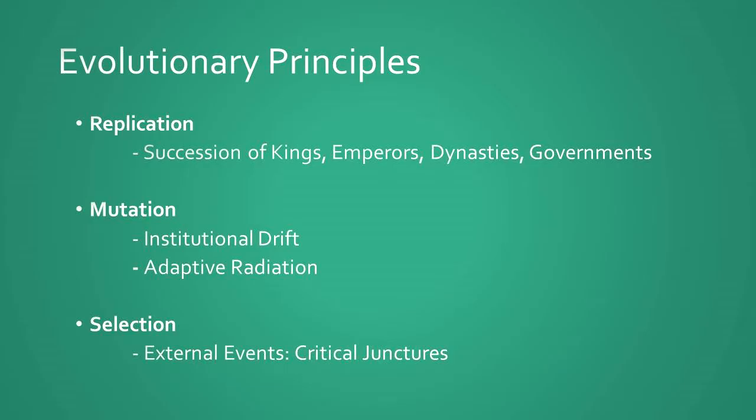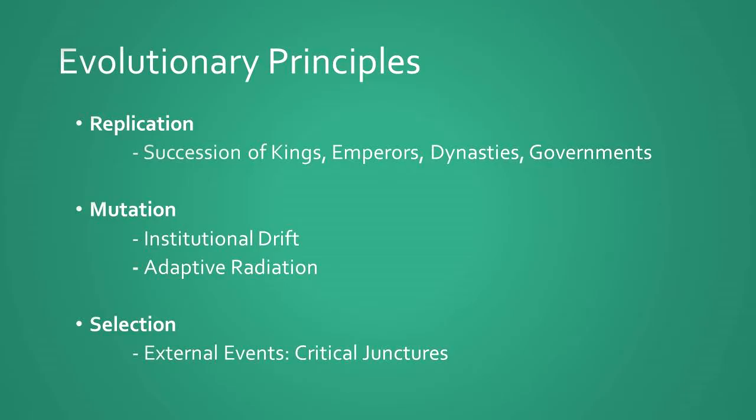What are they? Three general principles in evolution are replication, mutation, and selection. How do we see them at play in politics? Replication we see in a succession of kings, succession of emperors, dynasties, governments. It's in a way a reproduction of the state in a slightly different form each time. So there we already also see mutation. With every new government or every new king, we see a form of mutation.